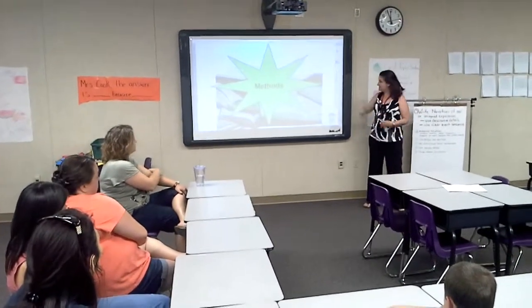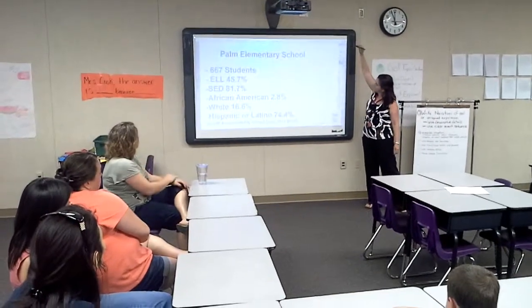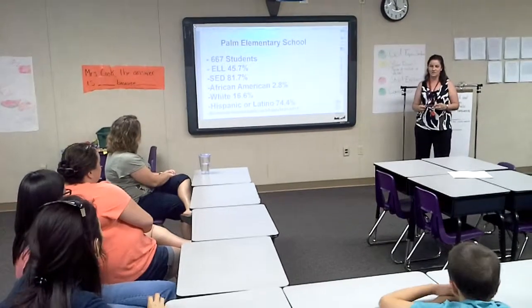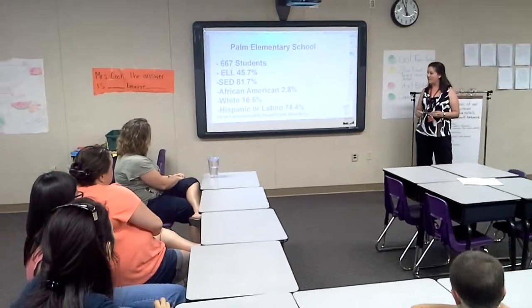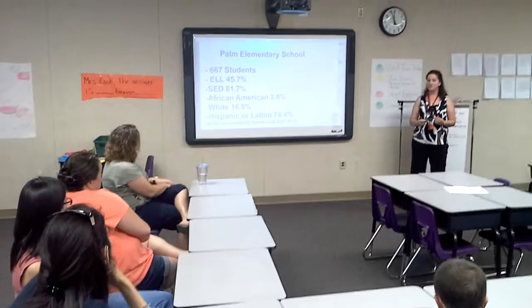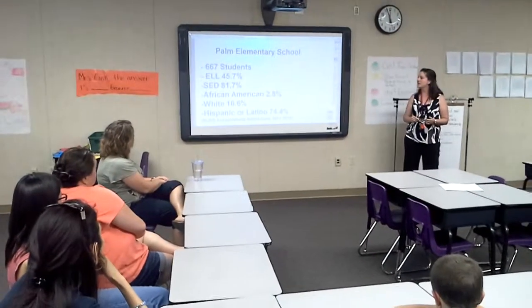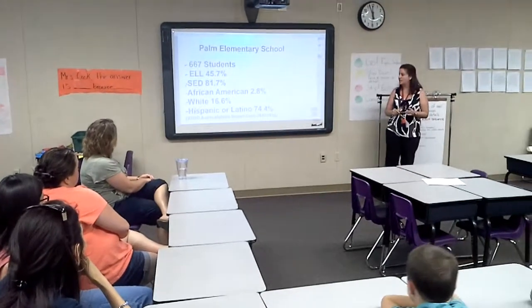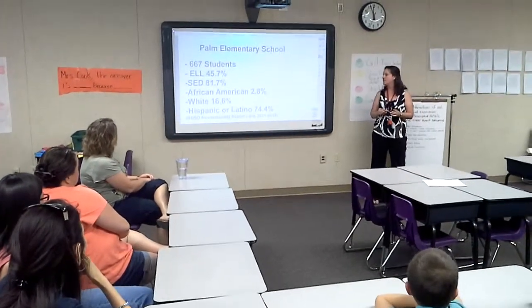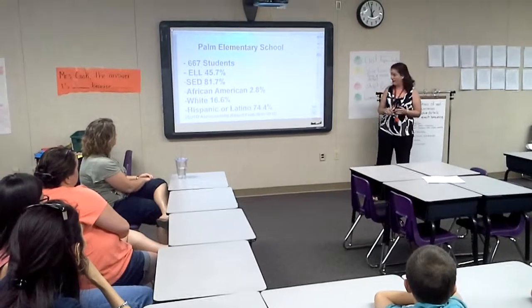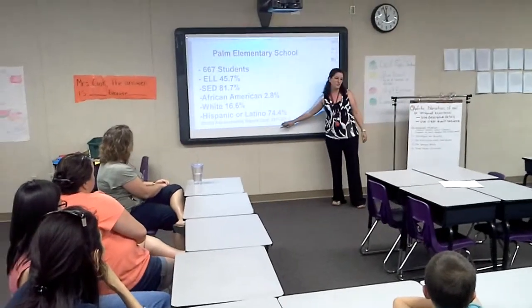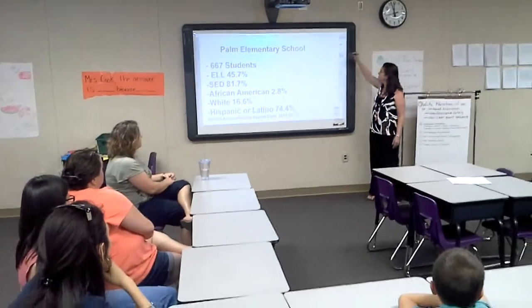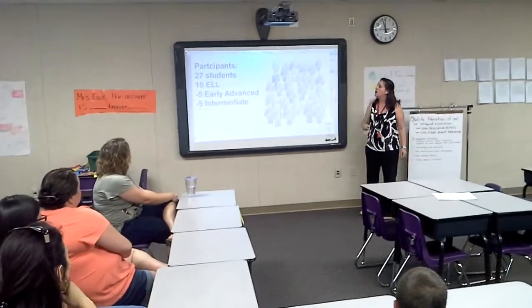The methods in this study. It was at Palm Elementary School. There are 667 students there. 45% are ELL. 81% are socially economically disadvantaged. 2.8% African American and 16% white. 74% Hispanic or Latino. Those were the stats in 2011 from the accountability report, so it might have changed a little bit up till now.